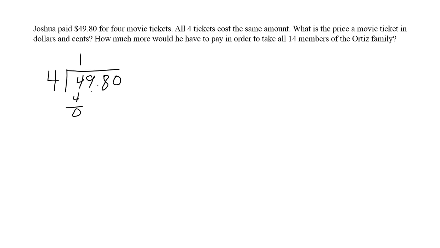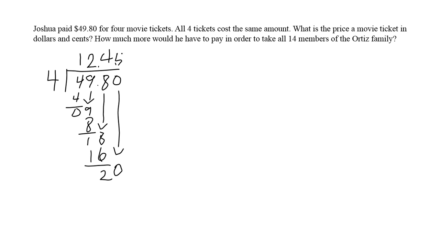That gives me 0, so I drop the 9. 4 will go into 9 twice. Okay, so 2 times 4 is 8. Gives me 1. I've got to drop this 8 down now. Don't forget your decimal right here. 4 will go into 18 4 times. 4 times 4 is 16. That gives me 2. Dropping this 0 all the way down.